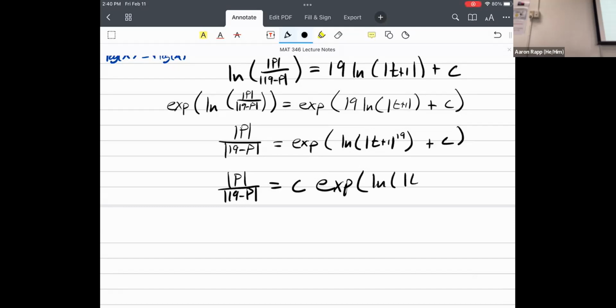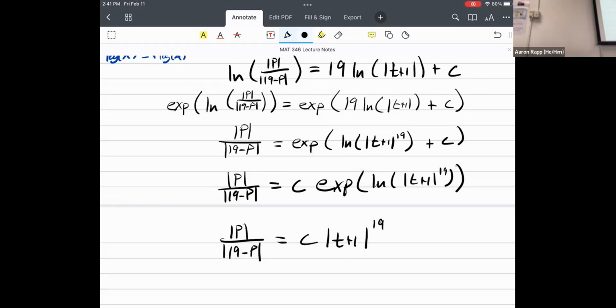Natural log of the absolute value of t plus 1 to the 19th power. Now, can I finally cancel out the e's in the natural logs? Absolutely. E interacting directly with the natural log and its exponent, and the natural log is the only thing in that exponent. So I get the absolute value of p over the absolute value of 19 minus p equal to c times absolute value of t plus 1 to the 19th power.